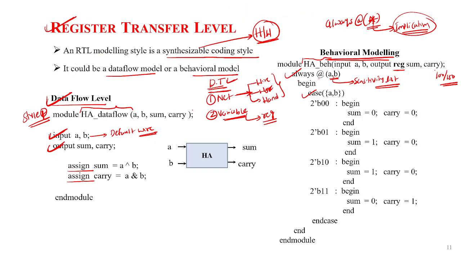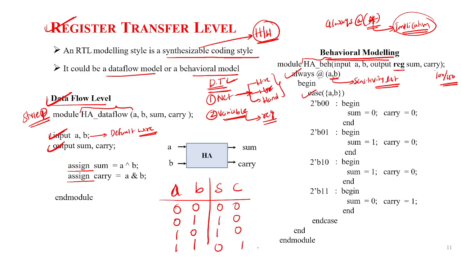You know the truth table for the half adder. This is a, b, and the outputs are sum and carry. The inputs are 00, 01, 10, 11. The outputs are sum 0 carry 0, sum 1 carry 0, sum 1 carry 0, sum 0 carry 1. Based on this truth table I am writing the case statement. Next is how we declare the binary values: the size, then b for binary, which is the radix, the number system you are using.